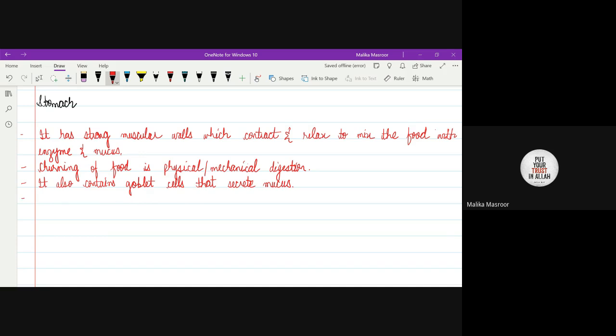Okay, it also contains cells that produce protease. Basically, protease is your enzyme for proteins, but the specific enzyme is pepsin. You can say protease, pepsin, and HCl are produced here as well.